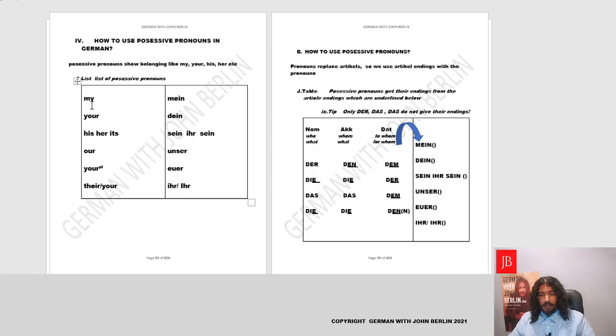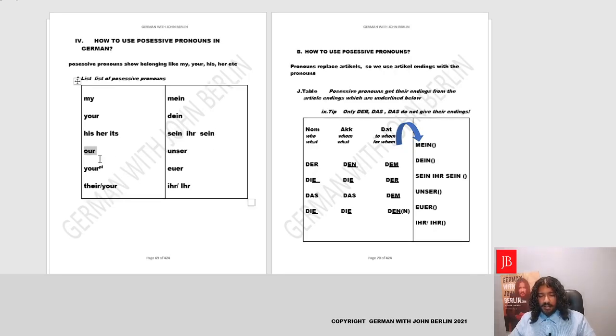In English you say my, your, his, her, its, our, your, their, and your again for formal. Now in Deutsch, instead of my, you need to remember mein. Your becomes dein, his becomes sein. So till now it's quite rhyming: mein, dein, sein. Then her is ihr, and it's again sein. So his and its have the same possessive pronoun.